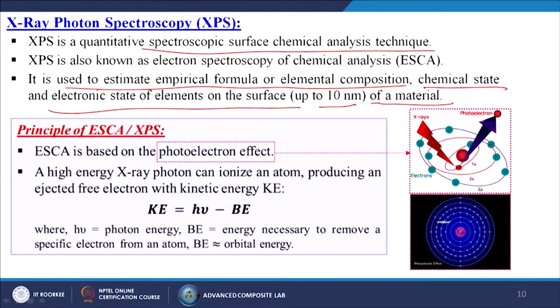So, simple X-rays are falling on the orbitals and the photoelectron is being removed. ESCA is based on the photoelectric effect. A high energy X-ray photon can ionize an atom, producing an ejected free electron with kinetic energy KE. So, KE is equal to h nu minus BE, where h nu is the photon energy and BE is the energy necessary to remove a specific electron from an atom, or BE is equivalent to the orbital energy.